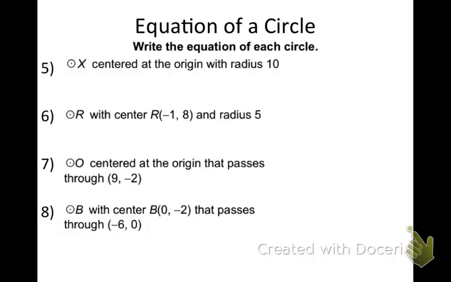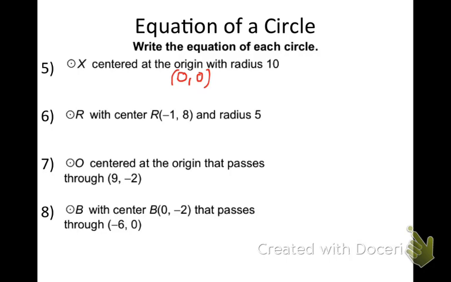So try numbers 5, 6, 7, 8 on your own. What do you notice by number 5? It says circle centered at the origin with radius 10. Where's the origin located at? Yeah, the origin is located at 0, 0. So take a couple seconds and try these 4. All right, number 5. Circle centered at the origin with radius 10. How do you suppose that might look in simplest form?